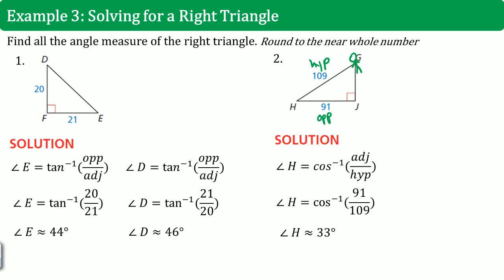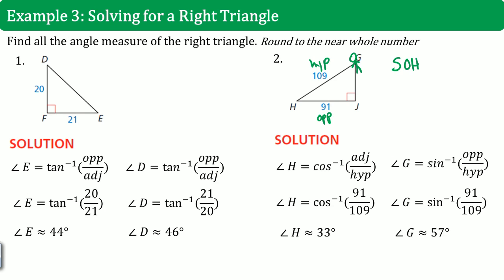Now I look, opposite over hypotenuse. That is my sine, SOH. Sine is opposite over hypotenuse. So now I can set it up. Angle G is equal to the inverse of sine, which is opposite over hypotenuse. So it's inverse sine of 91 over 109. Angle G is approximately 57 degrees. There you go. Those are all your ways to use the inverse trig functions to solve for a right triangle.